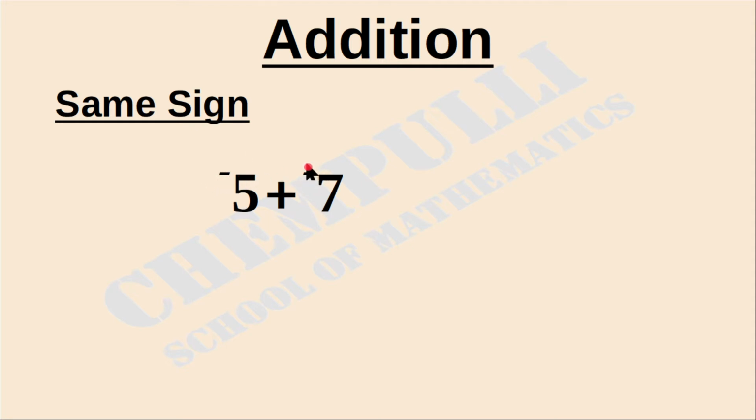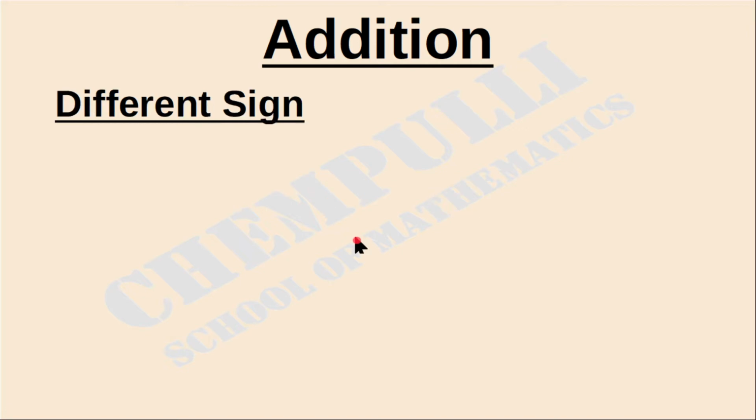If both signs are the same, in that case, add and write the same sign. Add means add these two numbers, 5 plus 7. What is 5 plus 7? It is, you know, 12. Then write the same sign, that is, the answer is negative 12. Okay, that means in the addition case, if both signs are the same, in that case add the two numbers and write the same sign. Okay. Then next, different sign.